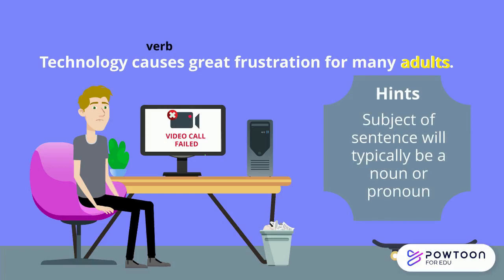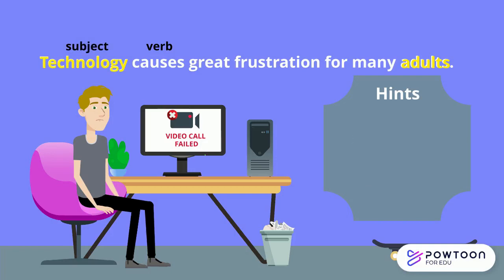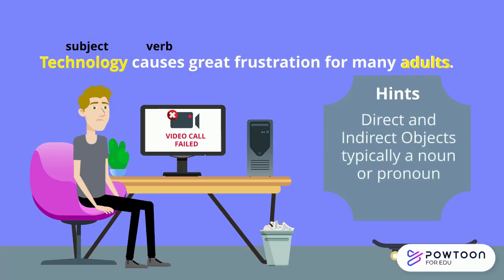So, if causes is our verb, what is actually causing something in the sentence? Because that would be the subject. Good, technology. Another part of the sentence that's often a noun is the direct object, or the result of the action of the verb. So, what does technology cause? Frustration. Good. So that would also be a noun. So our nouns are adults, technology, and frustration.